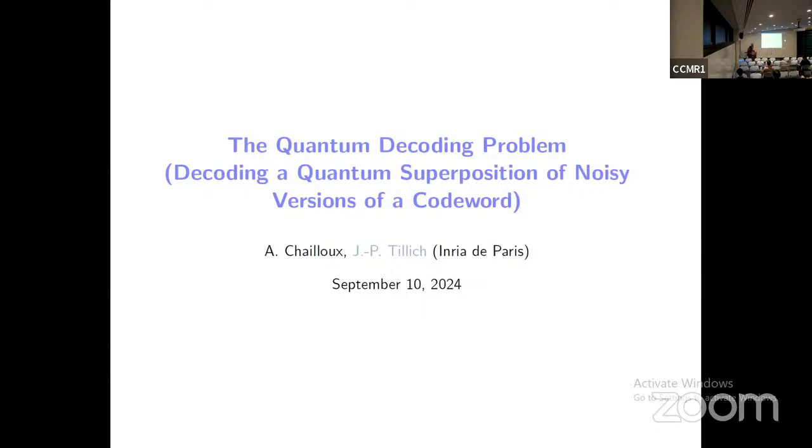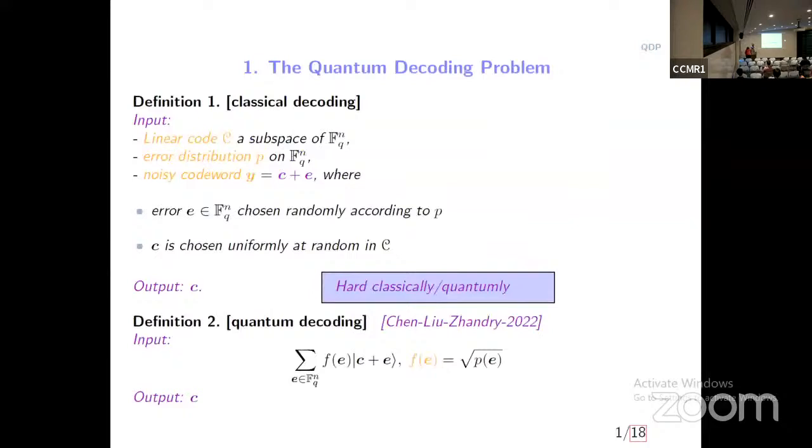Okay, so before I explain the problem I'm interested in, the quantum decoding problem, I will talk about a much better known problem, which is the classical decoding problem. Then I will explain how the classical decoding problem is related to the quantum decoding problem, why we were interested in this, and what the results were.